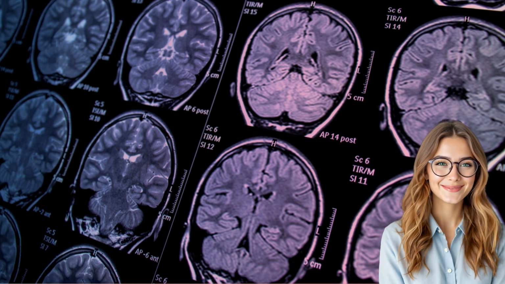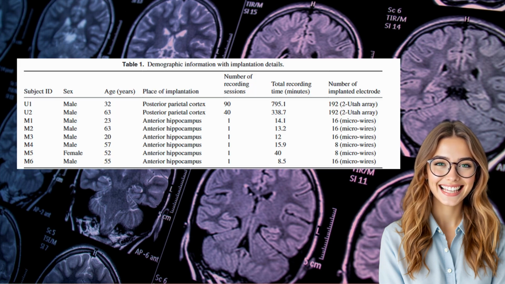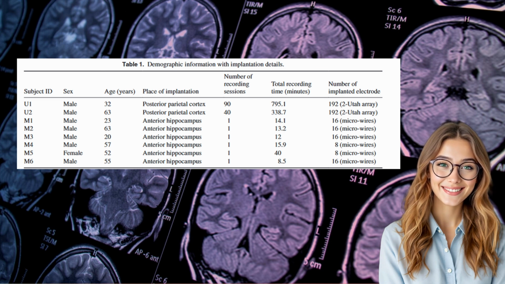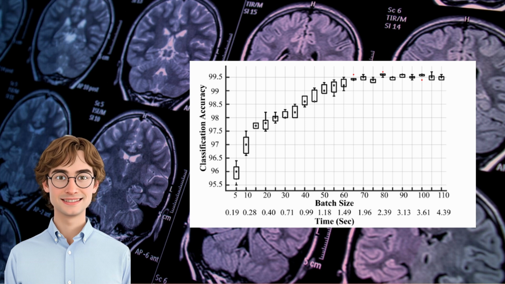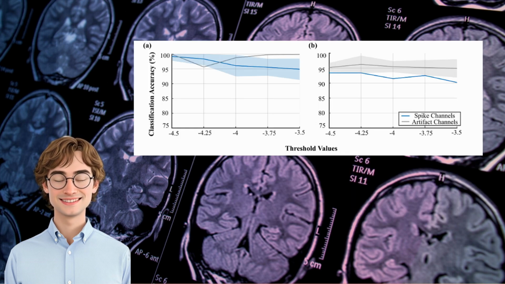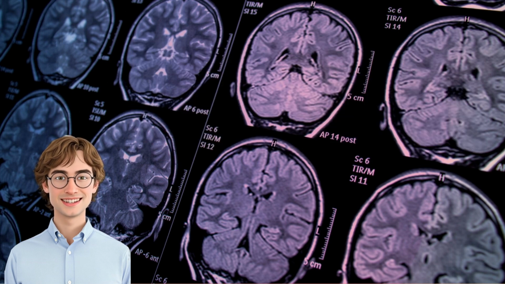Right, and to ensure that SpikeDeeptector could generalize to different types of brain signals and recording setups, they tested it on data from epilepsy patients with depth electrodes implanted in different brain areas. I was particularly intrigued by how they tested SpikeDeeptector with different parameters like batch size and threshold settings. They even re-thresholded some of the data to simulate less than perfect initial signal detection. It seems like they really put it through the ringer to assess its robustness.